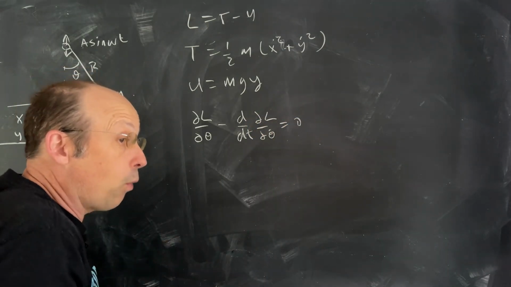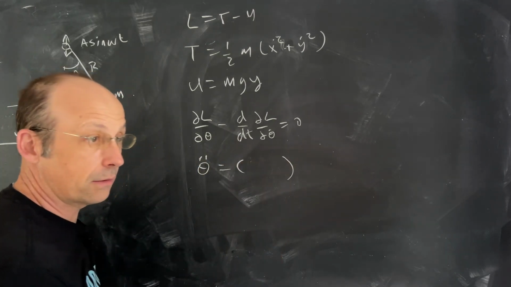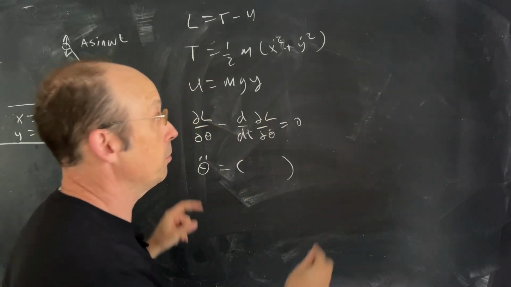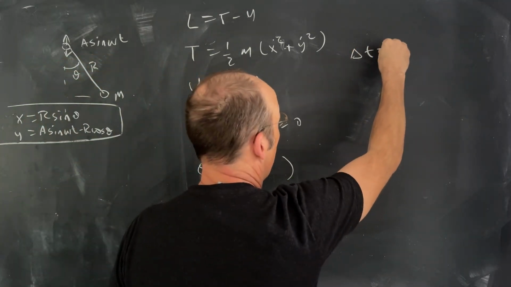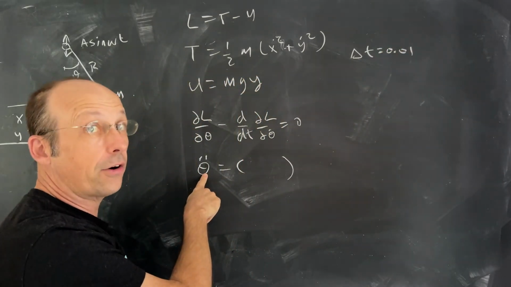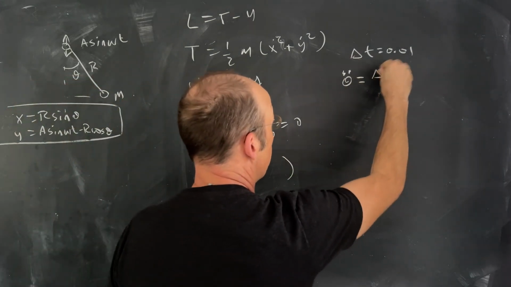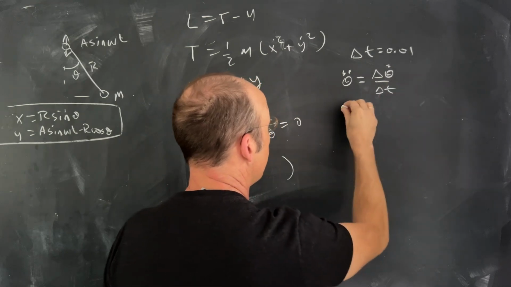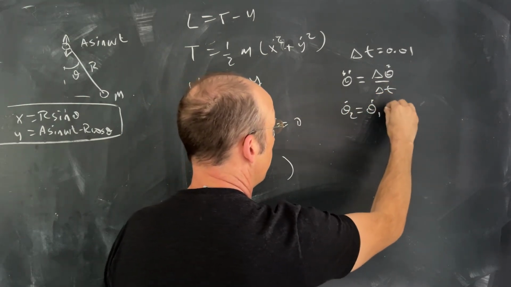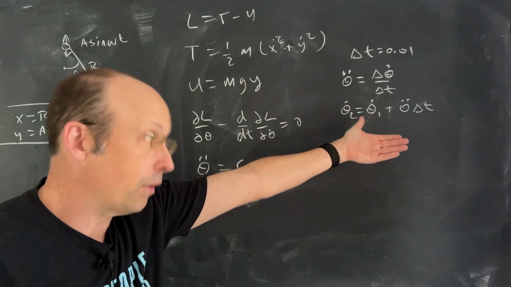And then from that, what I did was I solved for theta double dot, and I got an expression. And then we solved the problem numerically. So to solve it numerically, I assume a time step of delta t of 0.01 seconds. And during that time interval, I'm going to assume whatever calculation I get for theta double dot is constant. So theta double dot is delta theta dot over delta t. So theta 2 dot equals theta 1 dot plus theta double dot delta t. So this is a way to update my angular velocity, my theta dot.